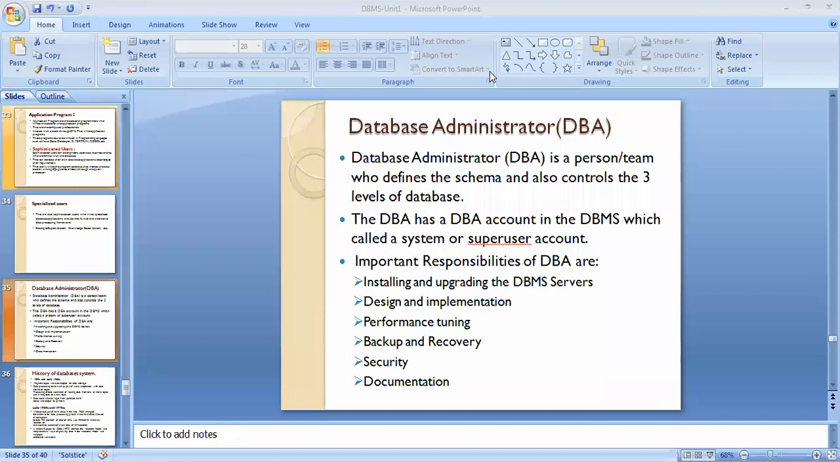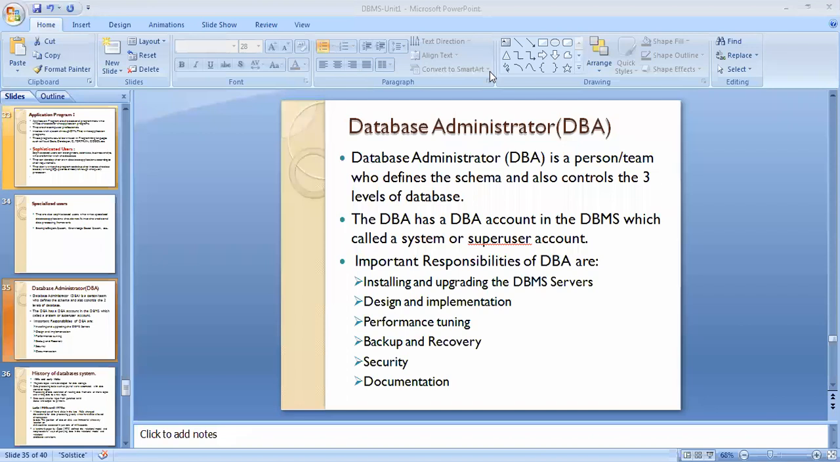Security. The next point is security. The DBA, that is the database administrator, is responsible for creating various database users and applying rules to them, as well as giving them different levels of access rights. All the authority lies with the DBA only.